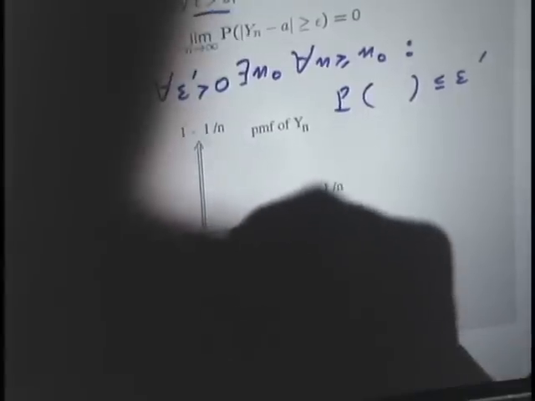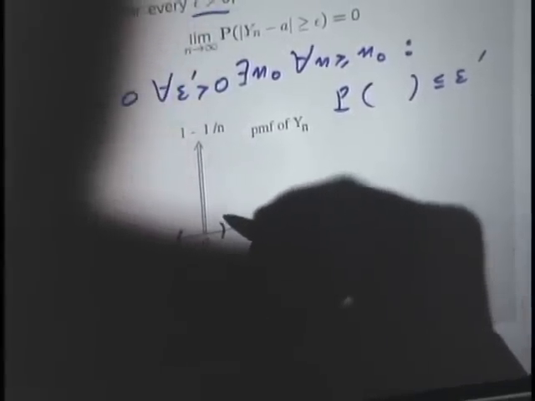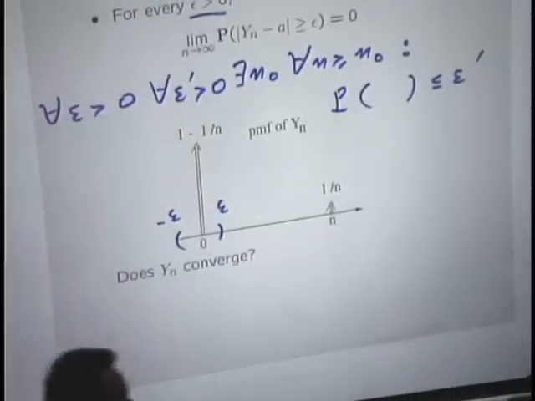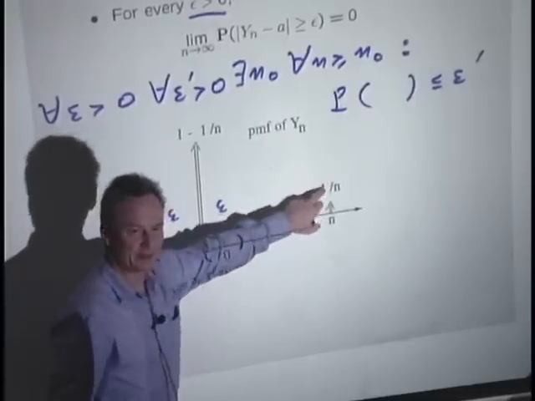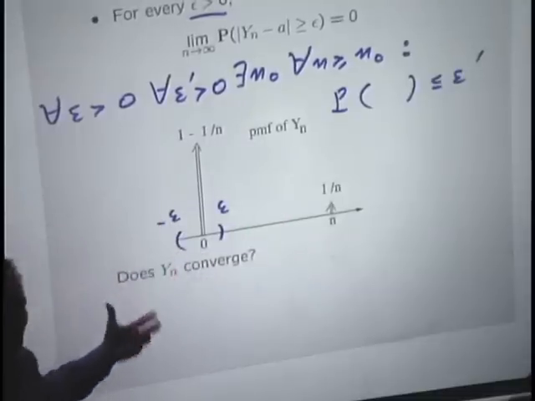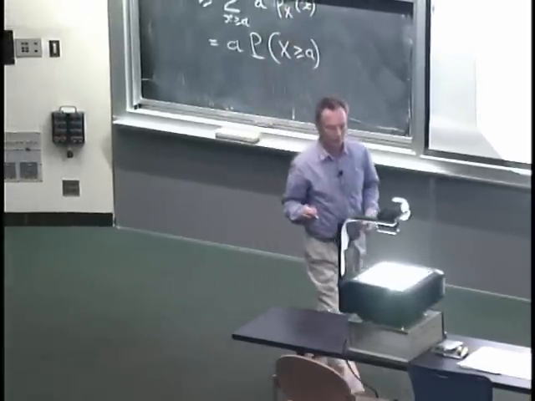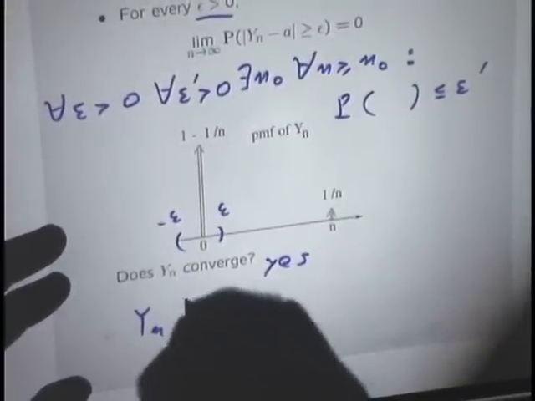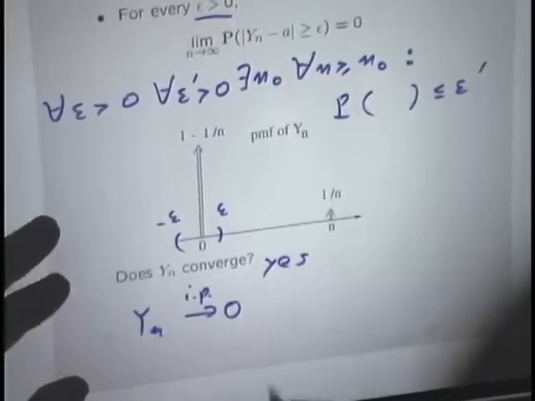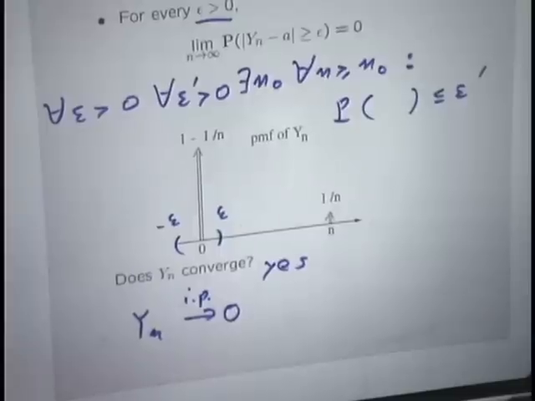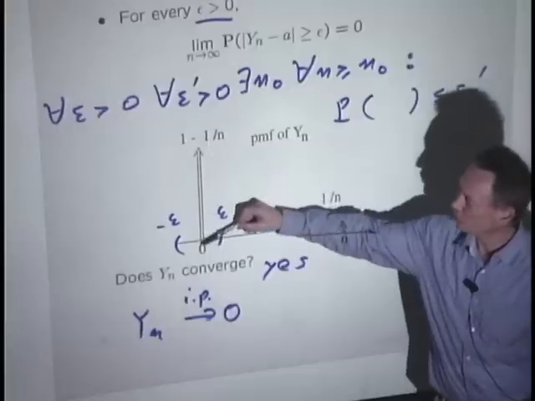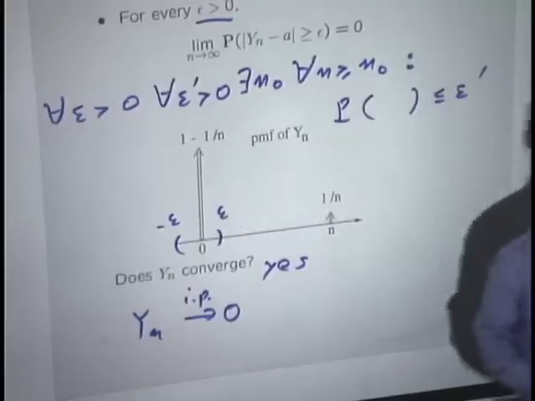If I fix a band around 0, so if I take the band from minus epsilon to epsilon and look at that band, the probability of falling outside this band is 1 over n. As n goes to infinity, that probability goes to 0. So in this case, we do have convergence, and Yn converges in probability to the number 0. So this just captures the fact, obvious from this picture, that more and more of our probability distribution gets concentrated around 0 as n goes to infinity.